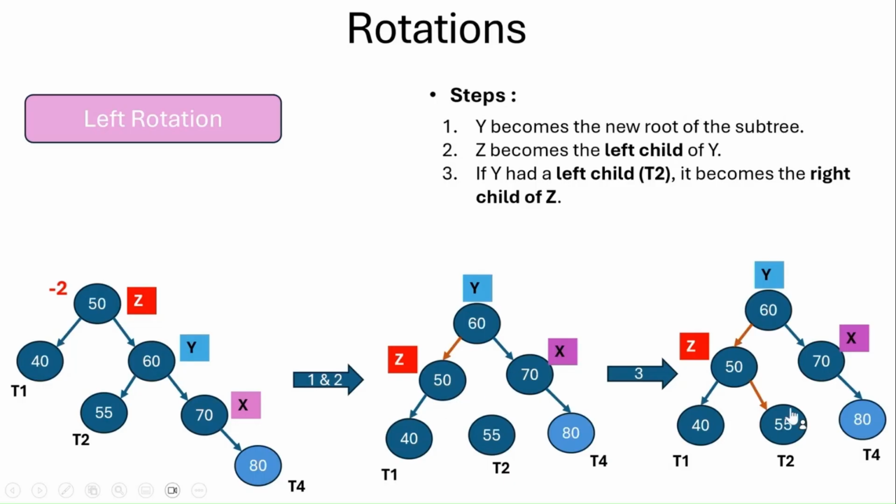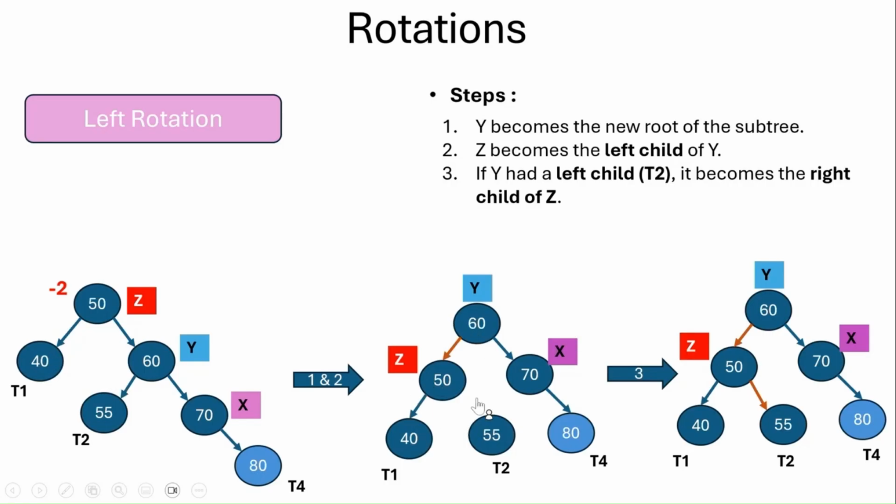If Y had any left child, which is 55, add it as a right child of Z. Okay. Now, from this example, you might have understood why we add a left child of Y as a right child of Z. Because initially 55 was on the right side of Z. Right? Now, when this link is removed, when 55 does not remain the left child of Y, where should we keep it? It should be on the left side of Y only.